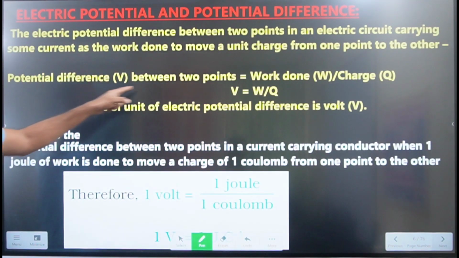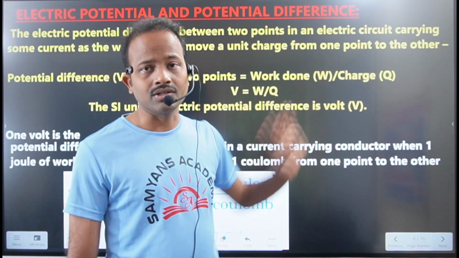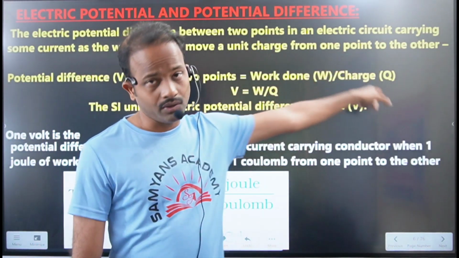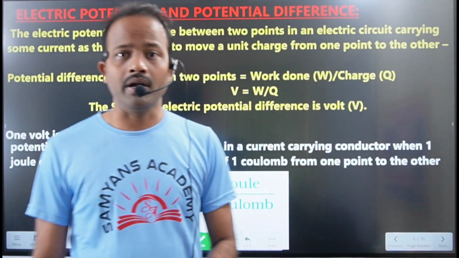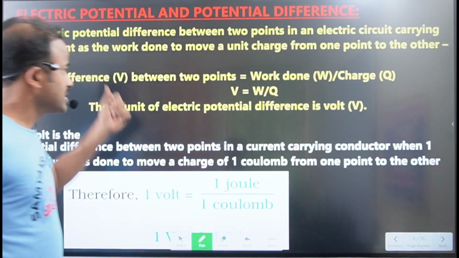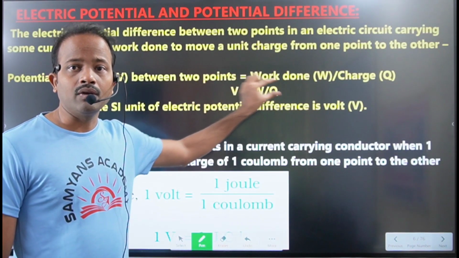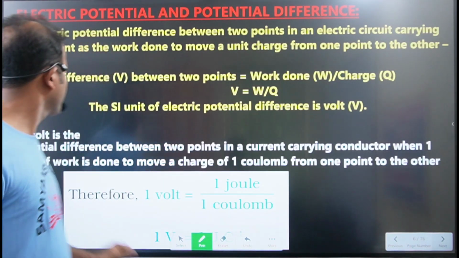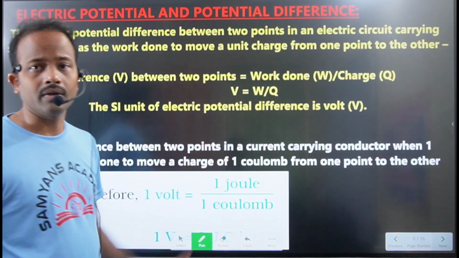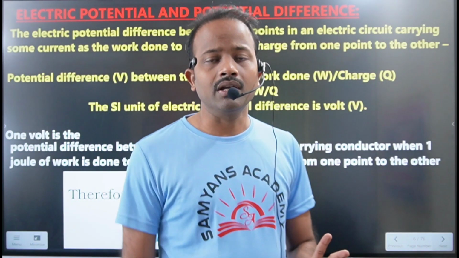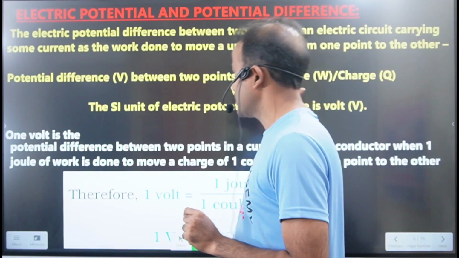So potential difference V between the 2 points is equal to work done on a unit charge. Work done on a unit charge to move the charge from one point to another point, we call it potential difference. This is indicated with the letter V. V equals W by Q. The SI unit of electric potential difference is volt, right?